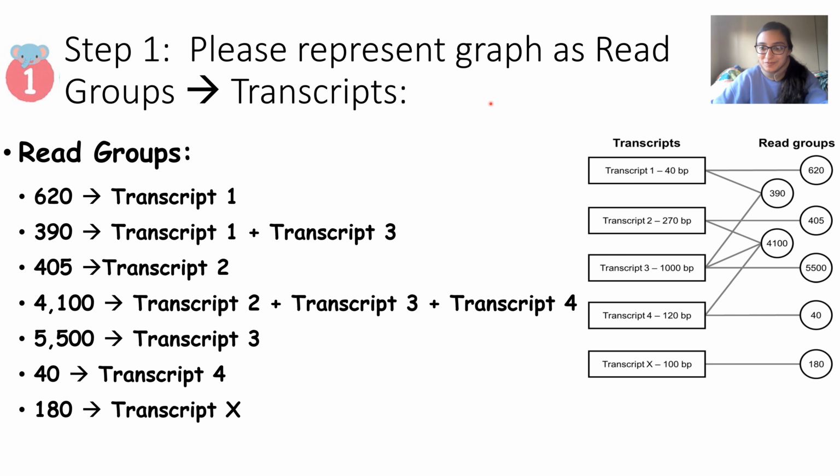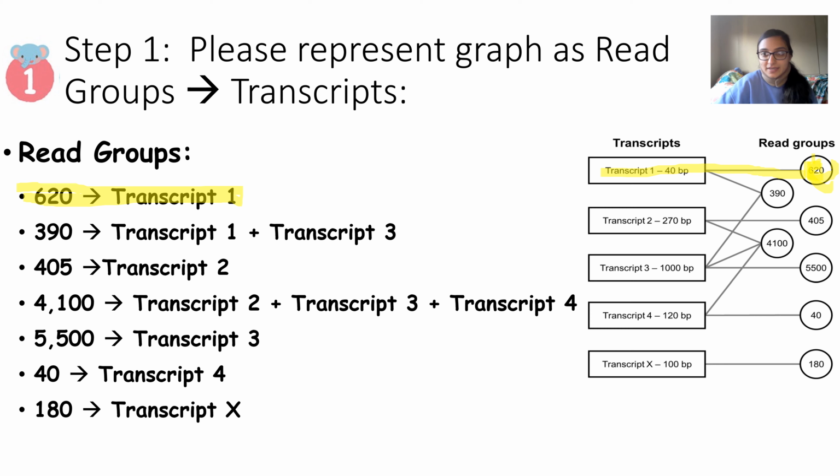So the first thing that we want to do is represent the graph in terms of our read groups to our transcripts. These are some of the approaches that I would use. So let me just try to break it down in this way. We go from our read groups to the transcripts. So the first thing we're going to say, okay, well, 620, let's go backwards and say, where does that come from? The 620 over here, and we talked about this before, comes right from transcript 1. So that's where we get the 620 to transcript 1.